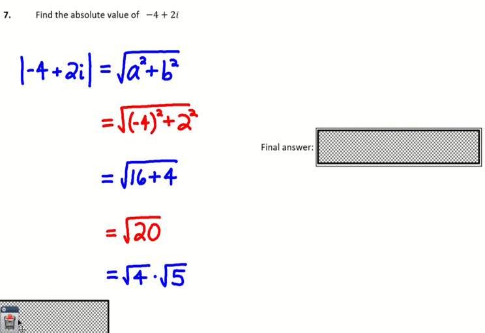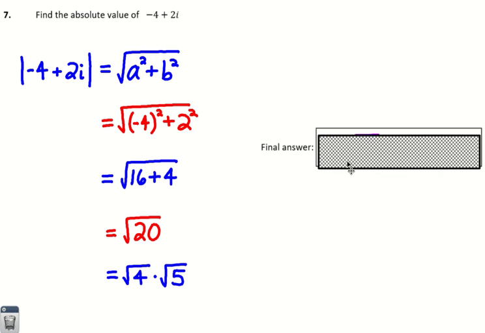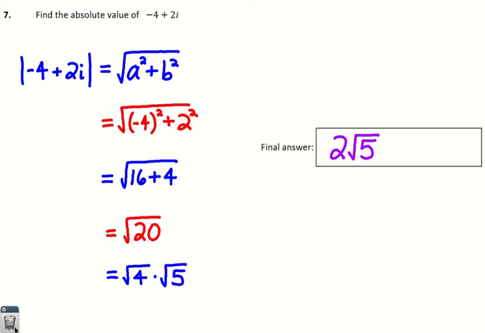But can we stop with just the square root of 20? No, because that can be simplified. This is the way I do it: I break off a perfect square, and we take the square root of that. So the final answer, the best answer for full points, is 2 root 5.